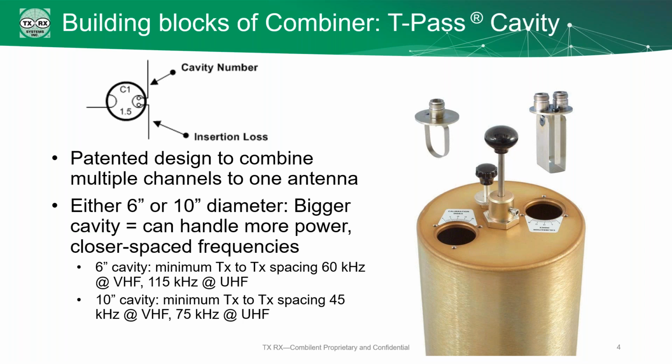The TPS cavity is the backbone of our combiner and is used to cascade multiple frequencies together. It has the characteristics of a bandpass cavity, but is designed to combine multiple transmitters together without an antenna junction or a large cable harness.